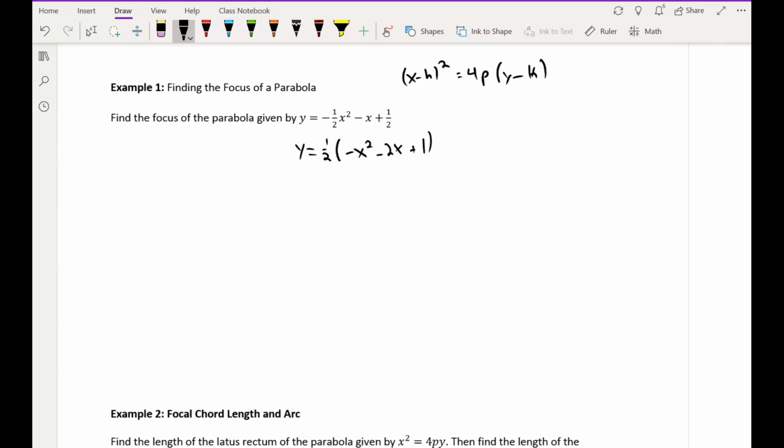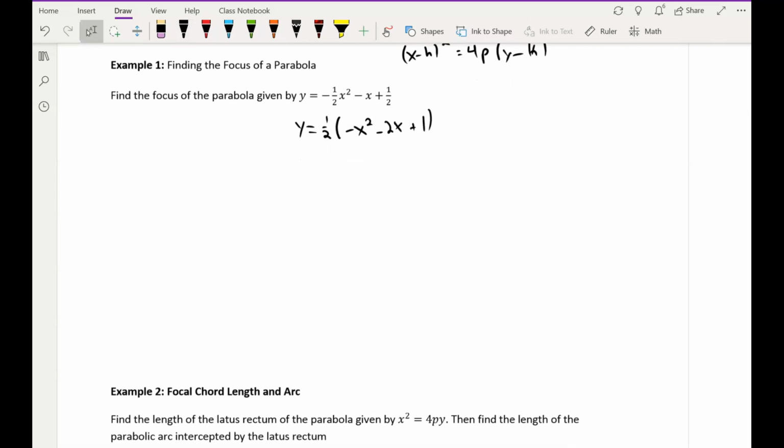Okay, now what we can also do is just get rid of that multiplying by 1/2. Just multiply everything by 2. So this is the same as 2y equals, well, if I take 2 times that, it's just going to be negative x squared minus 2x plus 1. So we've gotten rid of that fractional part.